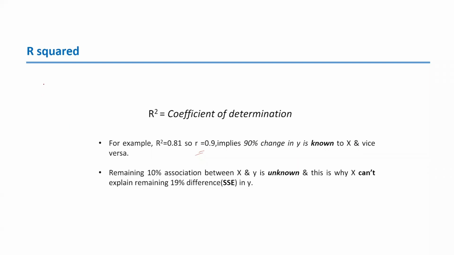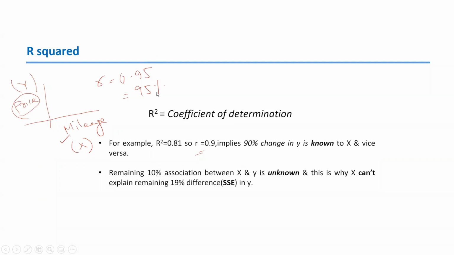So for example, if we have a linear regression with mileage and price, obviously price is the Y variable and mileage is the X variable. If you have an R value of say 0.95, which is 95%, it means that 95% of the change in price can be described by mileage. If the association were only 65%, the model would be very weak. It's not that strong. So the rest of the 35% association between the mileage and the price is unknown.